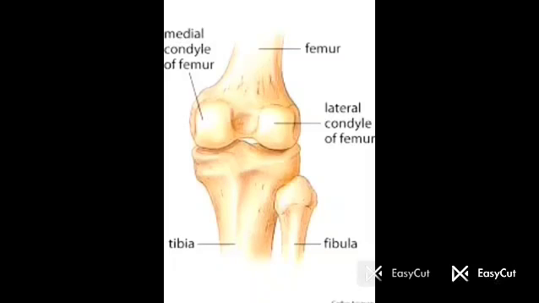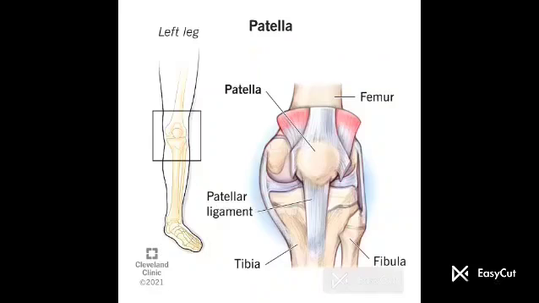Next to it, we see that there are some condyles present. These condyles are medial and lateral. These condyles help in the formation of joints. Next to the femur, there is a small triangular bone which we call the patella. Patella, as I have just said, is the knee bone. It is small and it is a sesamoid bone.